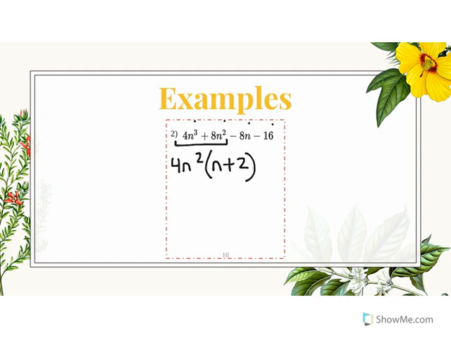Here I have the negative 8n minus 16. So negative 8 happens to be the GCF in this case. And then negative 8 divided by negative 8 is a positive. I have an n left over. Negative 16 divided by negative 8 is a positive 2.